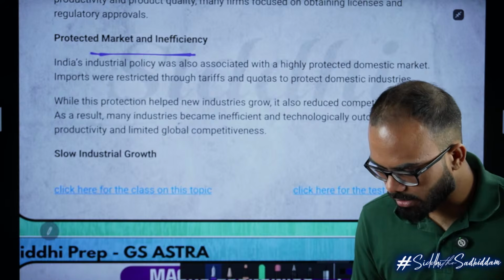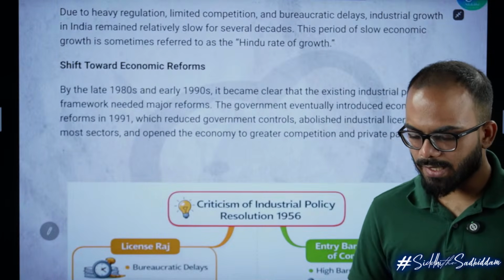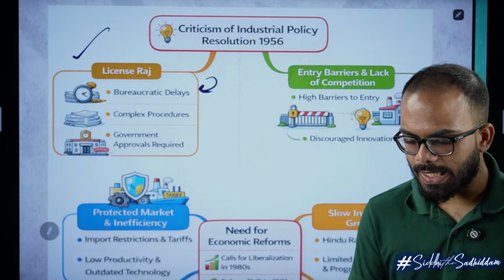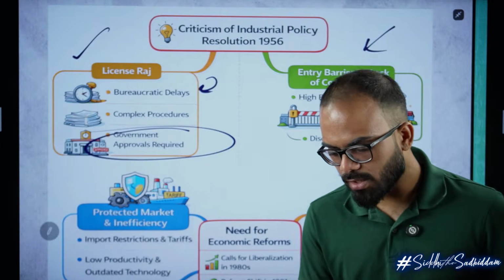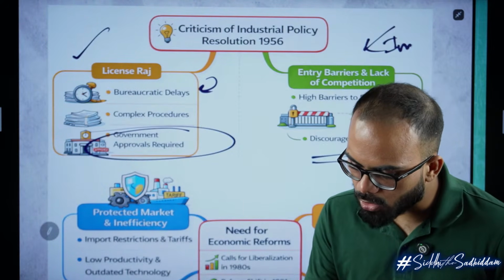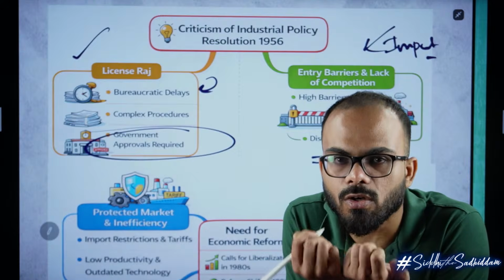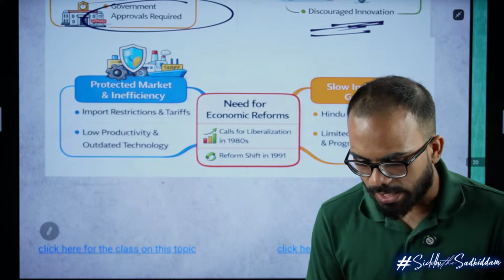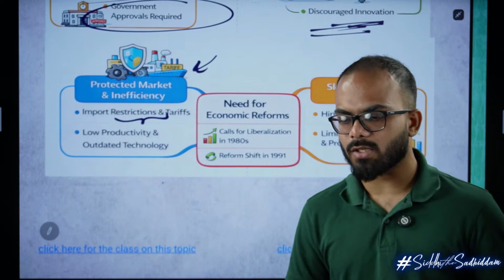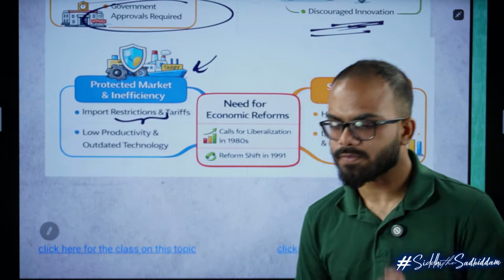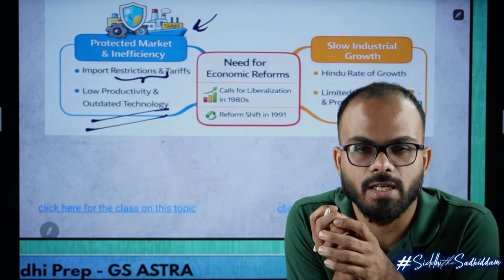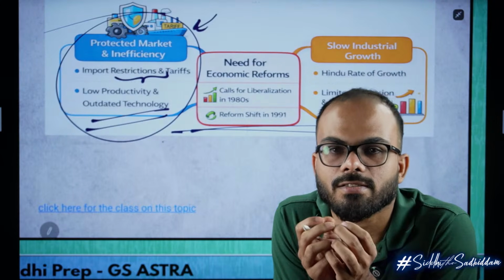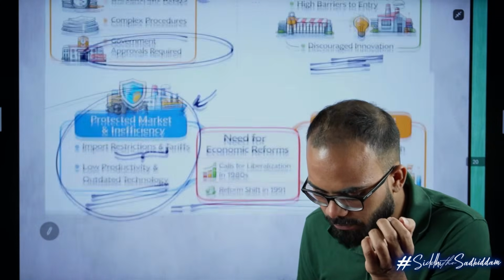Market inefficiencies would be there, right? So this is a scenario because of which, all in all, it led to slower growth. So the criticisms: one, License Raj, which led to bureaucratic delays, government approvals, and entry barriers. New people could not come in, you could not import a new machine or a new technology. No new machines means you can't innovate, which means Indians were deprived of quality products, and you protected the market, because of which there was a lot of inefficiency and low productivity. All these things were going on, and these are the criticisms of Industrial Policy 1956, right?